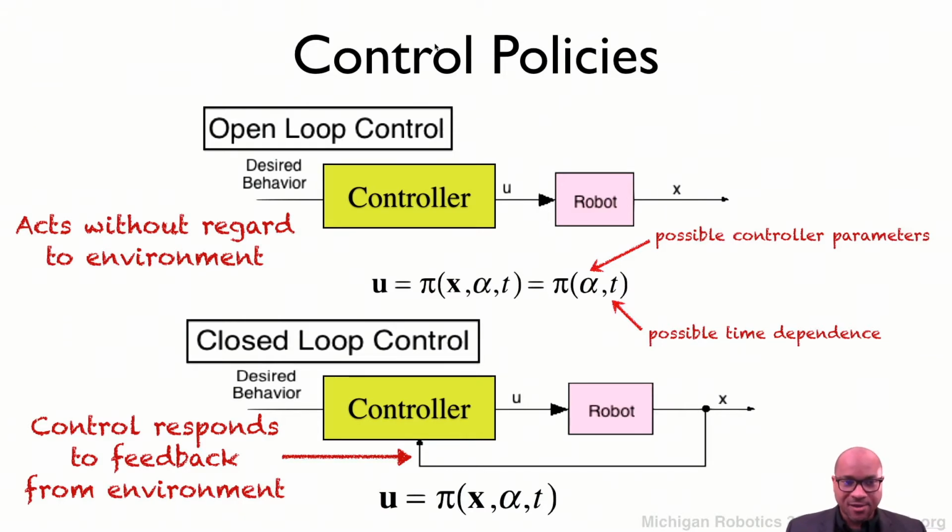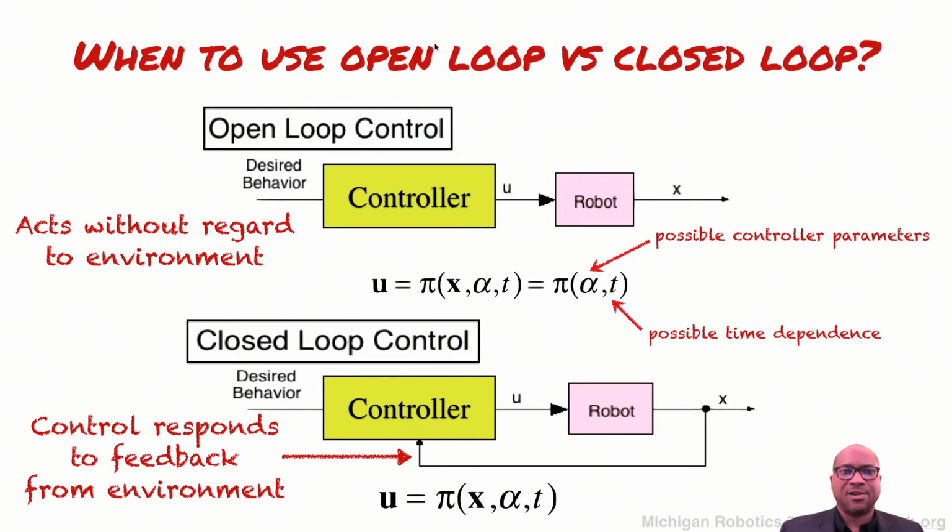And so this closed loop control has many advantages to it, but oftentimes is a bit more involved. So let's start off with open loop control and say, when should I use open loop versus a closed loop controller? And so let's start with some examples.